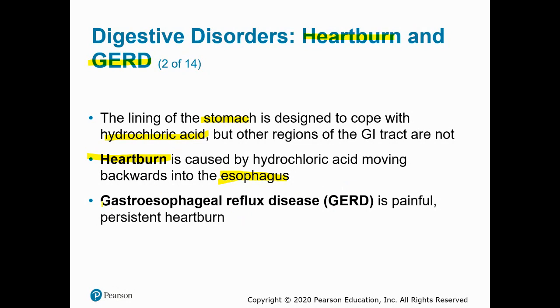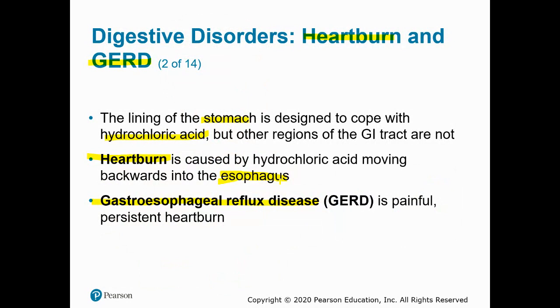So heartburn and GERD are directly related because GERD is gastroesophageal reflux disease. So gastro, stomach, esophageal reflux, right, backwards. So GERD is that dysfunction of the gastroesophageal valve or sphincter. So that's where you get that painful, persistent heartburn.